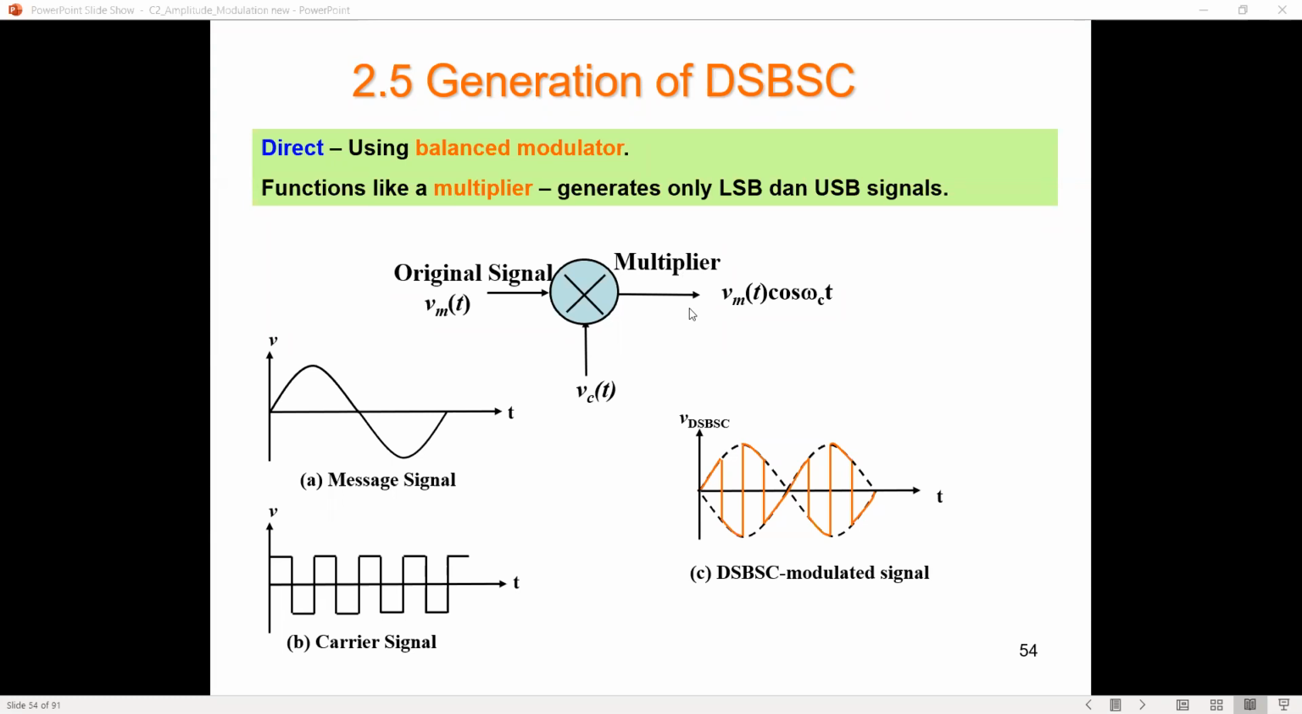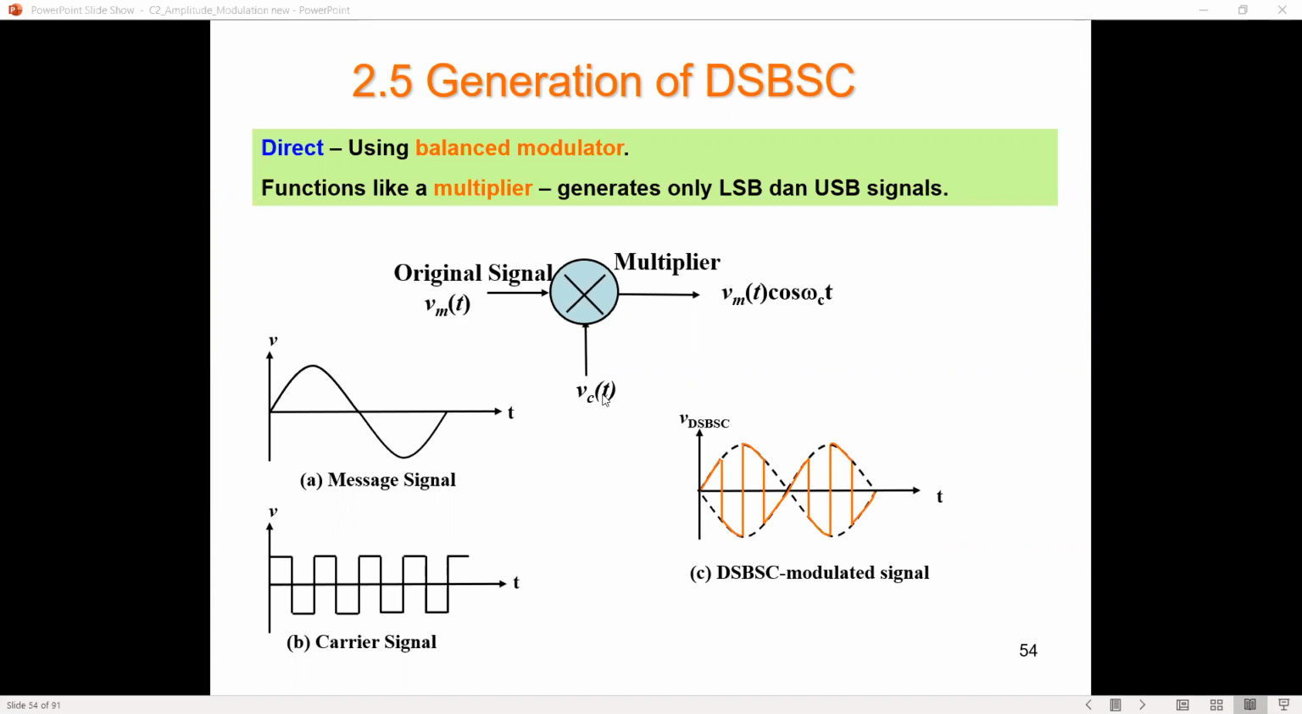Since we know that a balance modulator produces double sideband signals, we can just use a balance modulator, and the output is our double sideband signal. Okay, so the input is again the same: the carrier, and also our information signal VMT.